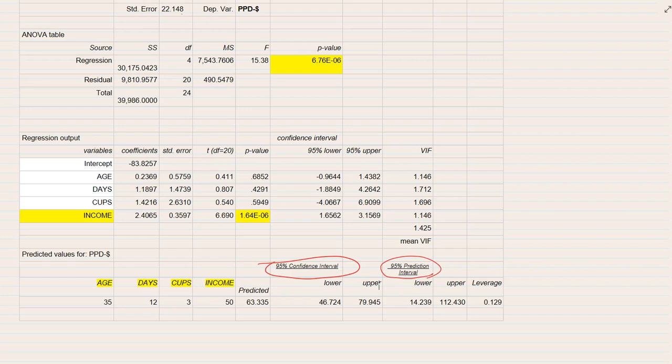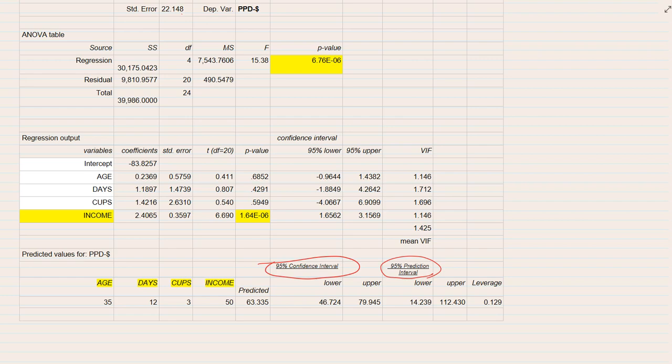For $47 to $80, we expect on average, the average person with age 35, average number of days, average number of cups, average income, or just with those characteristics, on average they make a purchase of $63. Anywhere on average, it could range from $47 to $80 their purchase. This is for the average purchase.